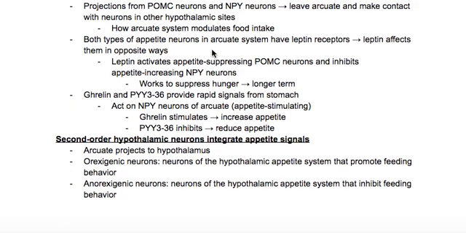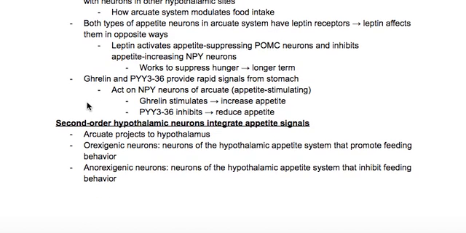Both types of appetite neurons in the archaic system have leptin receptors, mostly because leptin affects them in opposite ways. Leptin activates the appetite-suppressing POMC neurons and inhibits the appetite-increasing MPY neurons to suppress hunger for the longer term. Ghrelin and PYY 3-36 are a little bit faster because they provide signals from the stomach. They act mostly on the MPY neurons of the archaea, whereas ghrelin stimulates it to increase appetite, and PYY 3-36 inhibits it to reduce appetite.